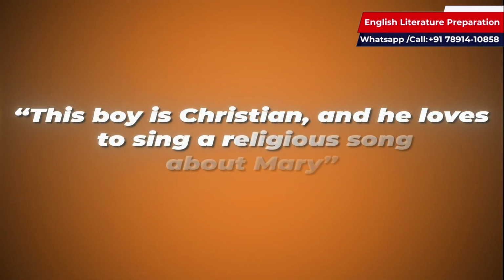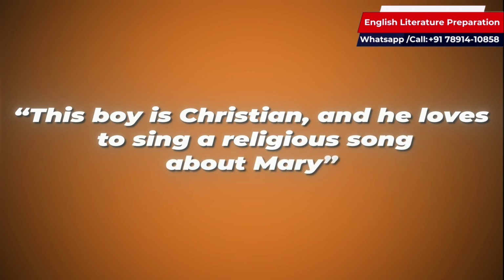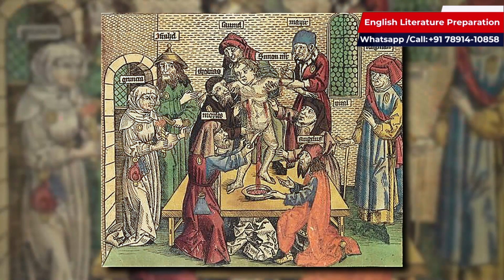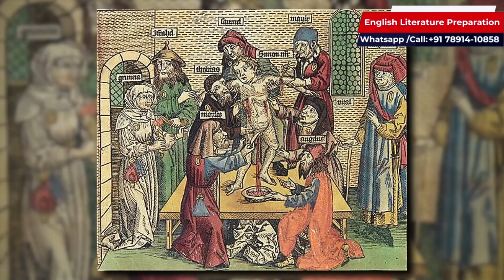The prioress is such a person, and she tells a story about a little boy who is Christian and he loves to sing a religious song about Mary, Jesus' mother. So she tells the story of the young boy who is singing the song, and now this boy goes into the Jewish neighborhood. And when the Jewish people saw him singing, they killed him. But this dead body is still singing the song. And because of this singing of the dead body, the people gathered around, and people punished the Jewish people.